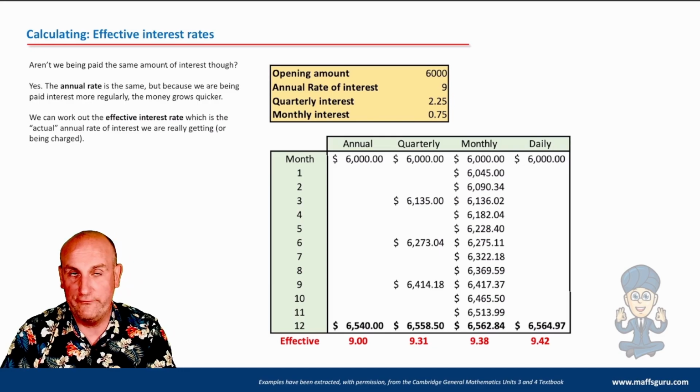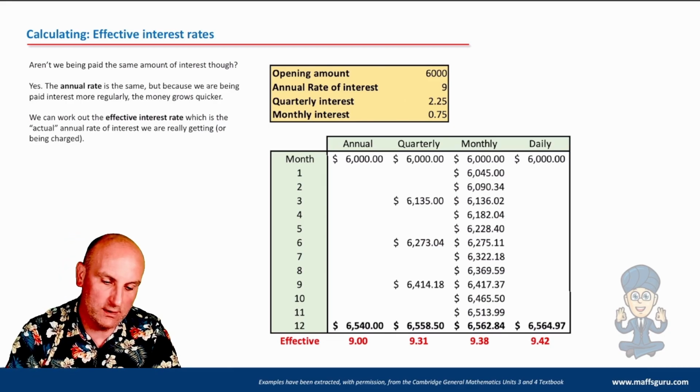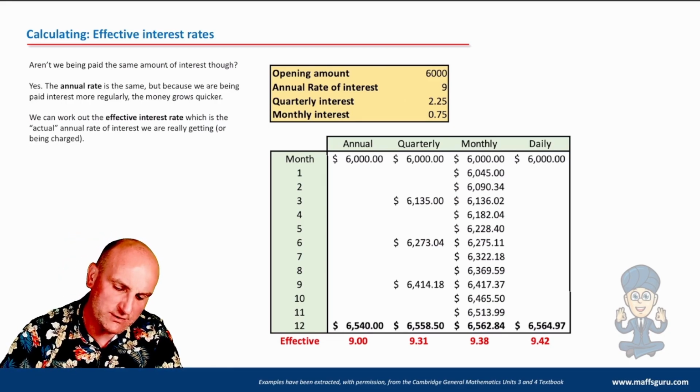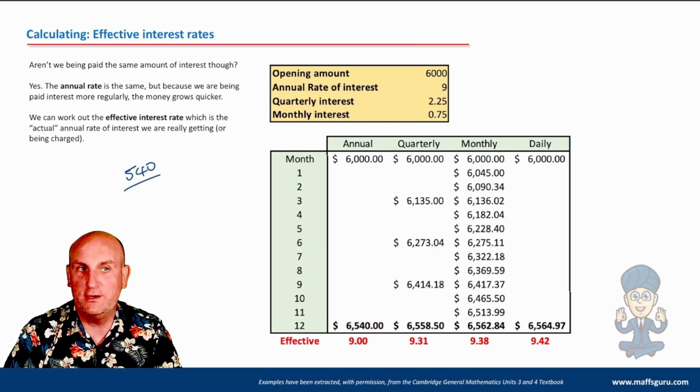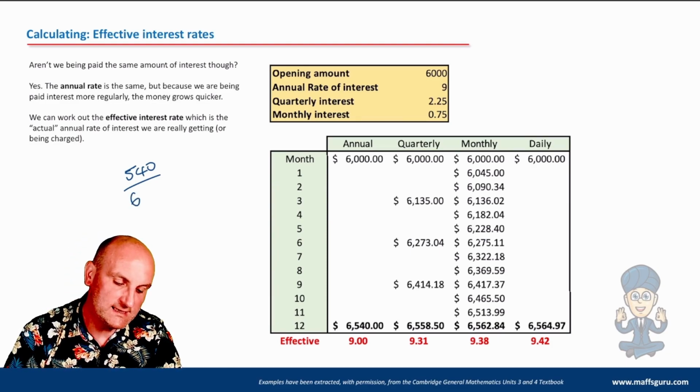And that comes back to my formula. Now remember, my formula was to get the rate of interest, I take how much interest I was added. So I'm going to look at the first one first. How much interest did I get? I got 540 bucks. I'm going to divide it by how much I started with. So what was the initial amount I paid into my bank? $6,000. And I'm going to times that by 100.